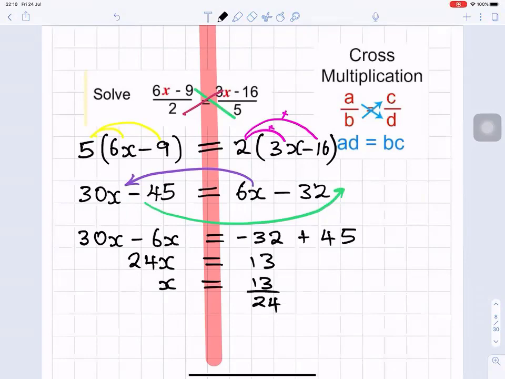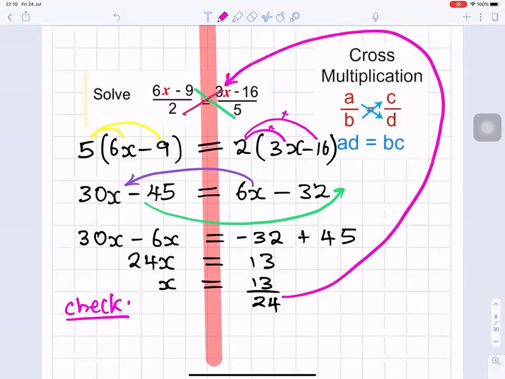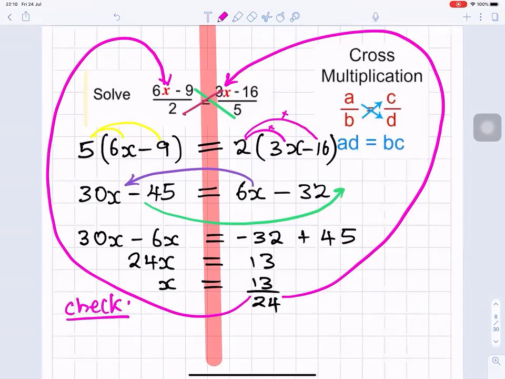Now we do the ultimate thing in algebra when you have time in an exam, is to check. Is it correct? So one of the ways to check is you take 13 over 24 and put it there for x, and you put this 13 over 24 there for x. You put it in your calculator, and your calculator will do the magic, and the answer on the left will be the same as the one on the right. And that's how you show that it is correct. I don't want to go into the calculator thing to do it, but that's how you show it.